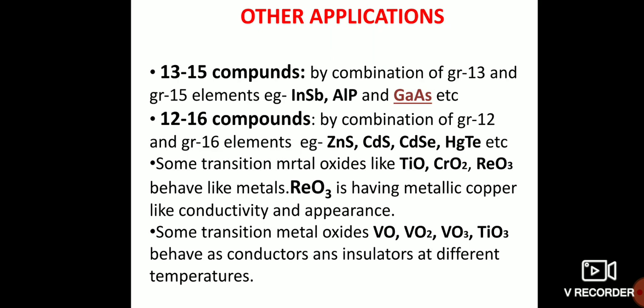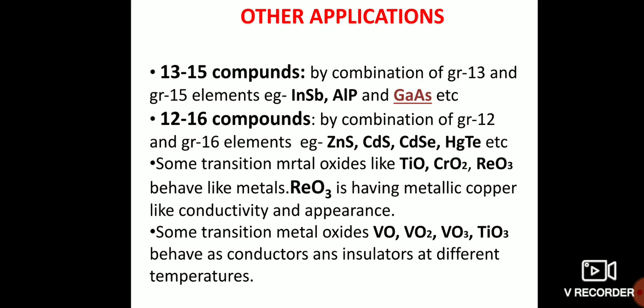12-16 compounds. These are formed by the combination of group 12 and group 16 elements. Examples are zinc sulfide, cadmium selenide, mercury telluride, etc. The cation is from group 12 and the anion is from group 16, as in the case of 13-15 compounds.